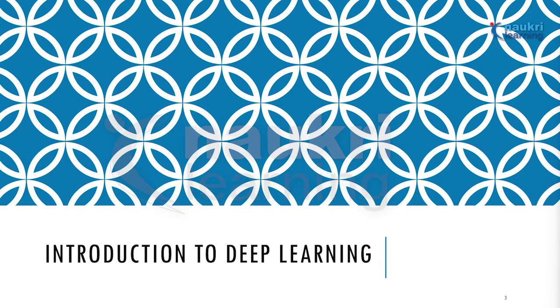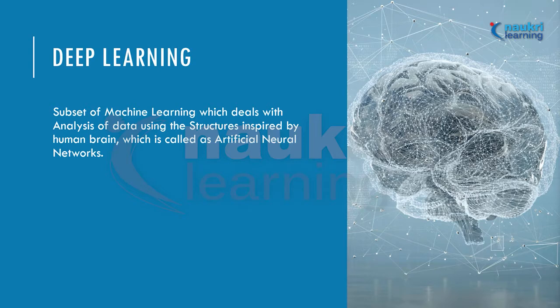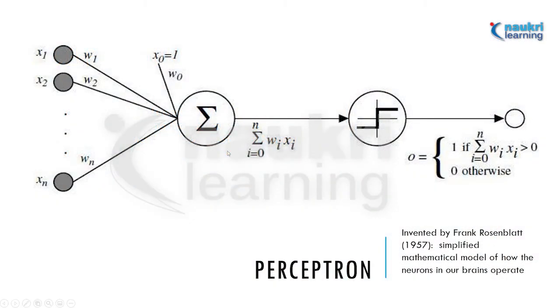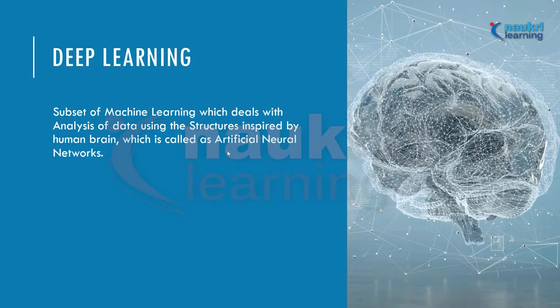Now, when I talk about deep learning, it is a subset of machine learning. Here, this deals with the analysis of the data, but for performing this analysis, we are going to make use of a structure which is inspired by the human brain, which is called artificial neural networks. So using artificial neural networks, I'll be analyzing my given data set so that I can find the patterns that are present in my given data.